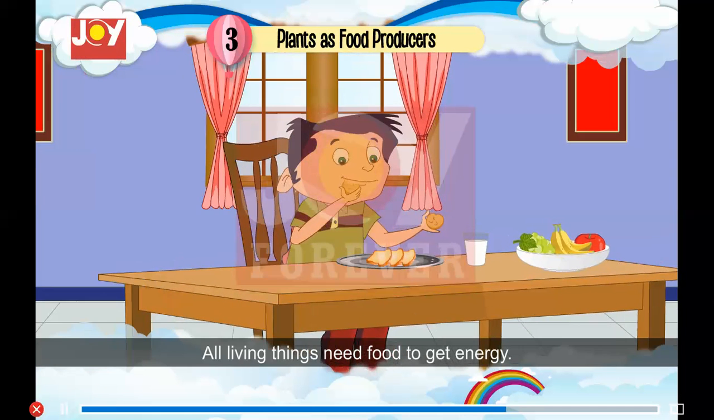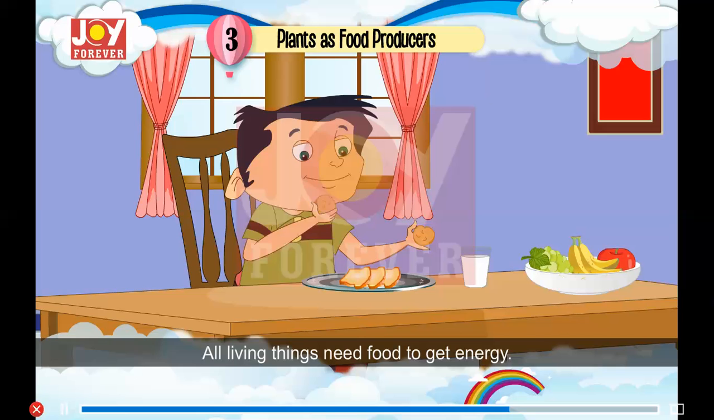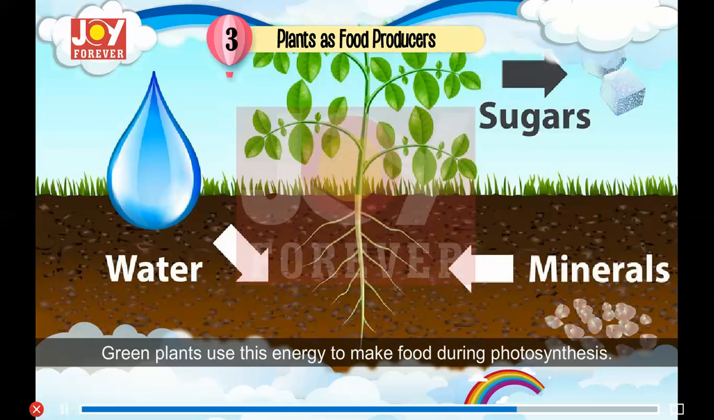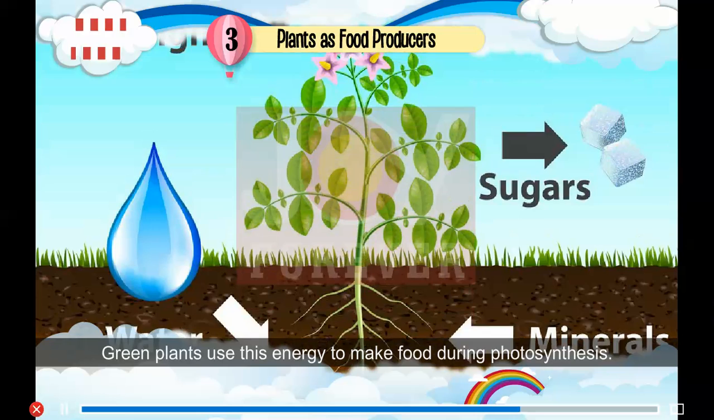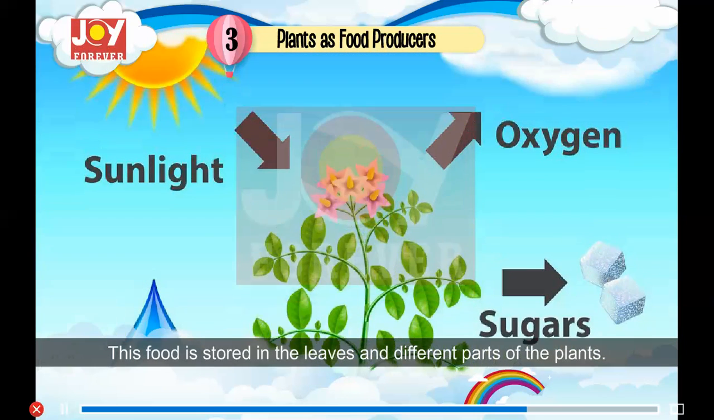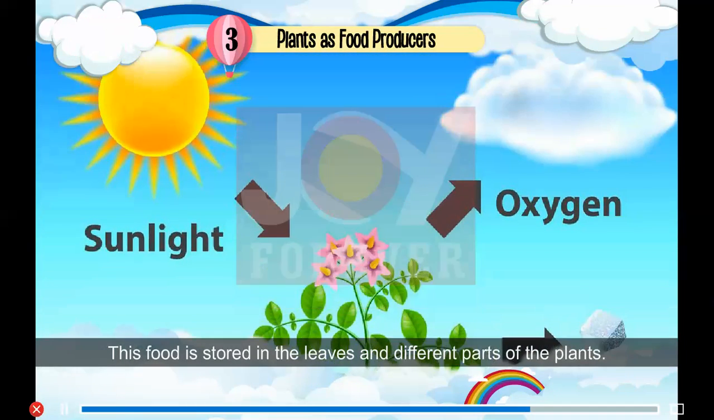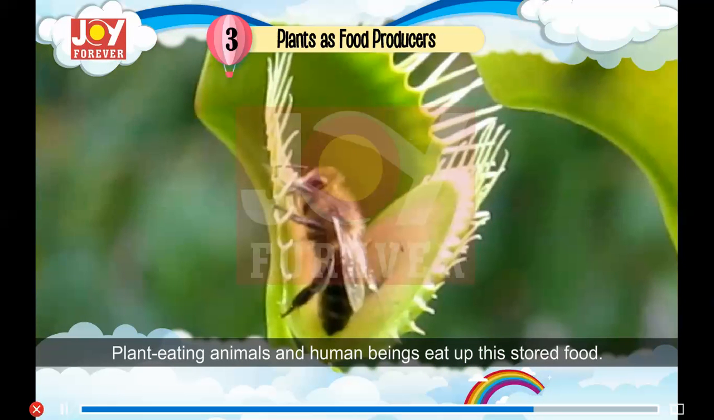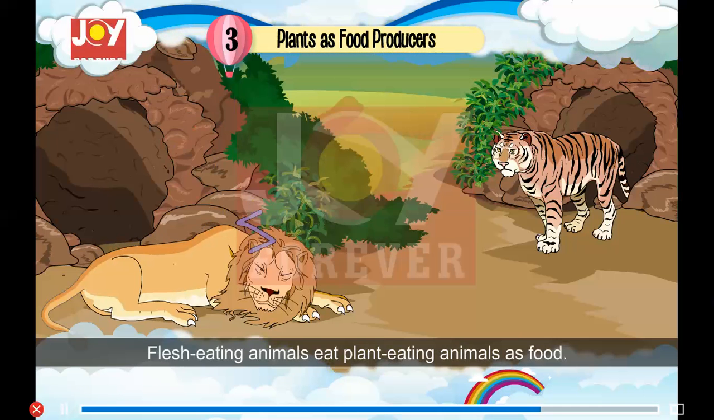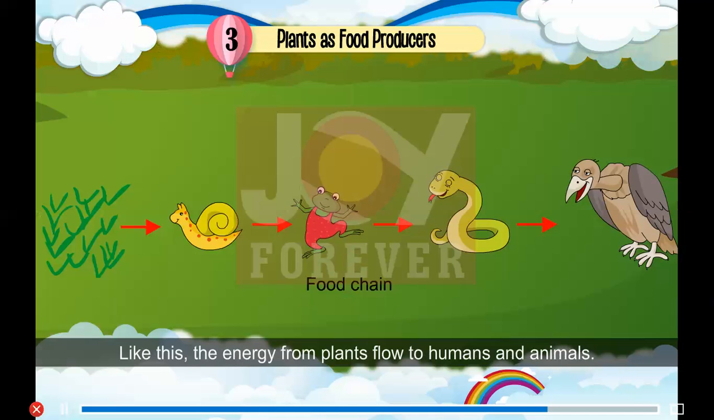Energy flow in living things. All living things need food to get energy. Sun is the main source of energy. Green plants use this energy to make food during photosynthesis. This food is stored in the leaves and different parts of the plants. Plant-eating animals and human beings eat up this stored food. Flesh-eating animals eat plant-eating animals as food. Like this, the energy from plants flow to humans and animals.